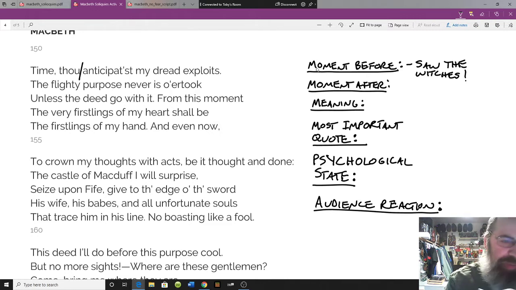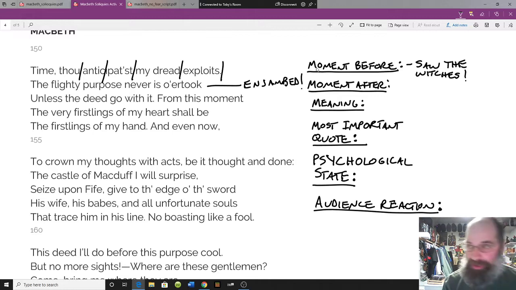Time, thou anticipatest my dread exploits. The flighty purpose never is overtook unless the deed go with it. Remember, that is enjambed. We already talked about that, but I can't emphasize it enough. Time, thou anticipatest my dread exploits. I'm running out of time. This is not good. Unless the deed go with it. So my purpose has got to match my deed.